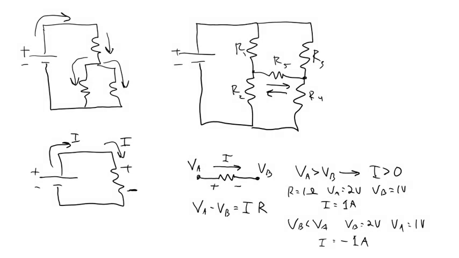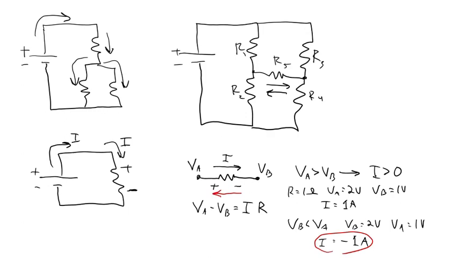So the absolute value of the current is still the same, it's still 1 amp. This just means that the direction I picked for the current was wrong. So the current is actually flowing opposite the direction I picked for the arrow.